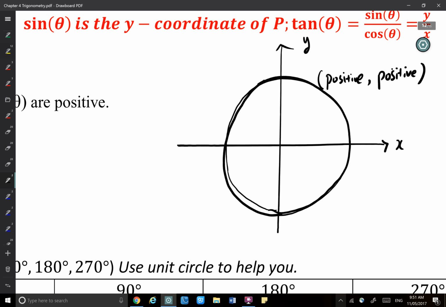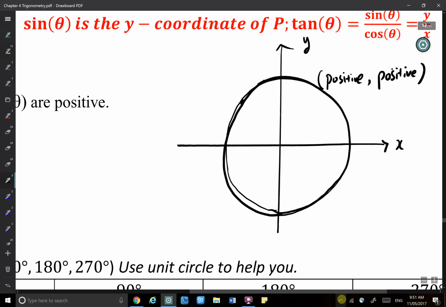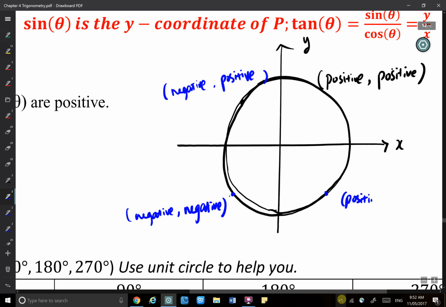Have a think about the coordinates in the second quadrant. What can you say about that? Negative and positive. How about the third quadrant? Negative and negative. The fourth quadrant, x first: positive. So positive and negative.